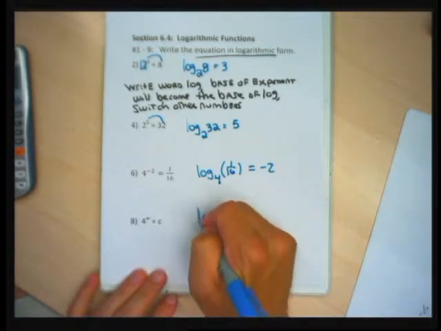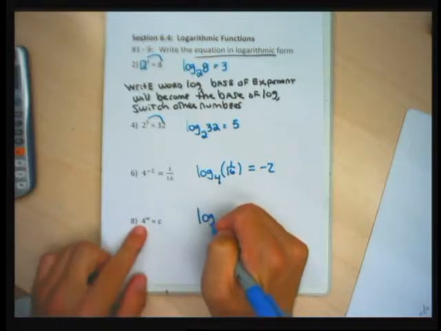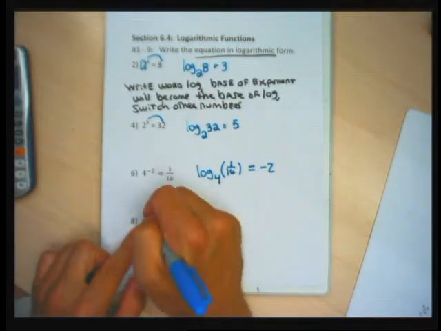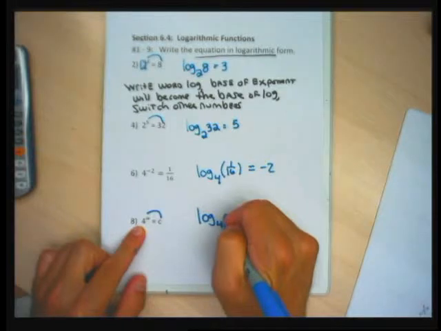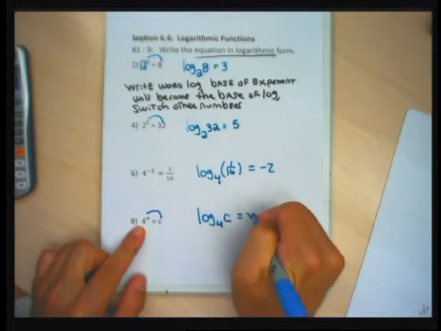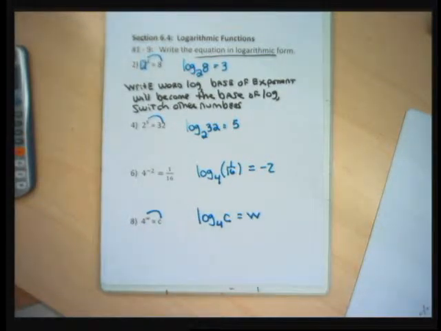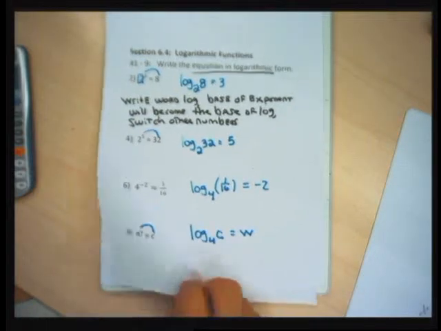I'm going to write the word log. The 4 is the base of the exponent. That's going to be the base of the logarithm. I'm going to switch the c and the w. The c is going to become the argument. The w is going to become what the logarithm is equal to. Could not check that on my calculator because I don't know what c and w are.